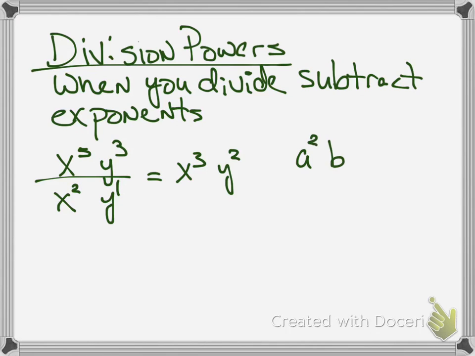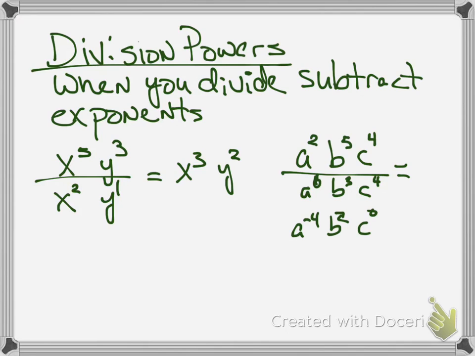What happens if I do something like this? a squared b to the fifth c to the fourth over a to the sixth b cubed c to the fourth. Now I'm going to say 2 minus 6 is negative 4, 5 minus 3 is positive 2, and 4 minus 4 is 0. Anything to the 0 power equals 1, and that a to the negative 4 needs to move to the bottom because it's negative. I want to make it positive. And there would be your final answer.